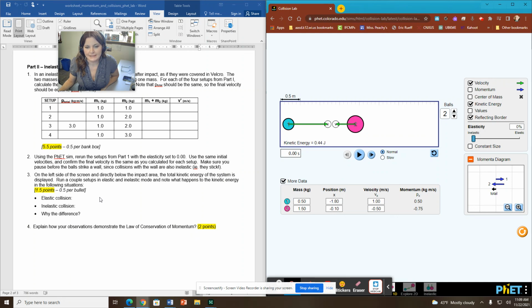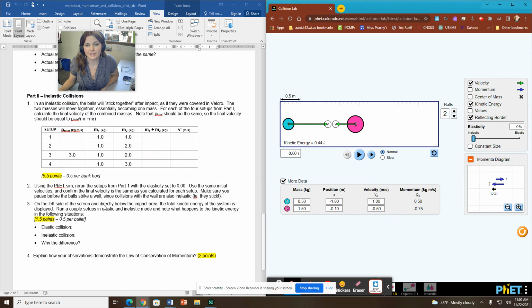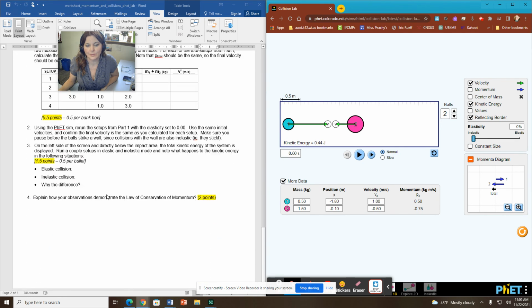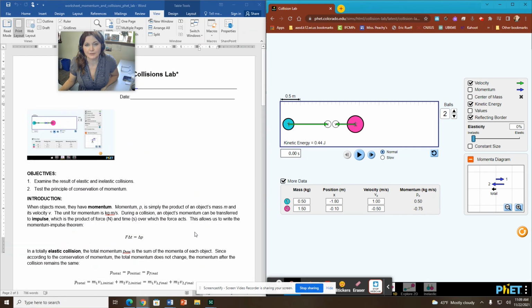Run a couple of setups in inelastic and elastic mode and note what happens to the kinetic energy in an inelastic collision and in an elastic collision. And then you need to hypothesize why there's a difference. And then finally explain how your observations in both part 2 and part 1 really demonstrate the law of conservation of momentum. So that is what you're going to be doing for this portfolio. It is 16 points. You're going to complete this lab worksheet and submit it to me.